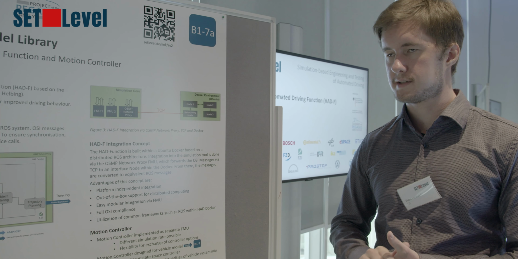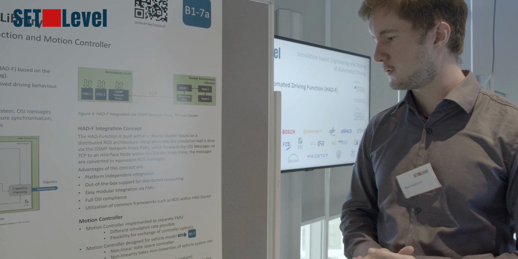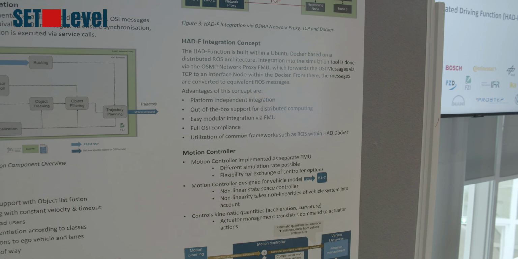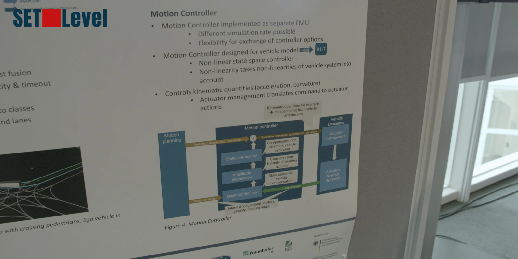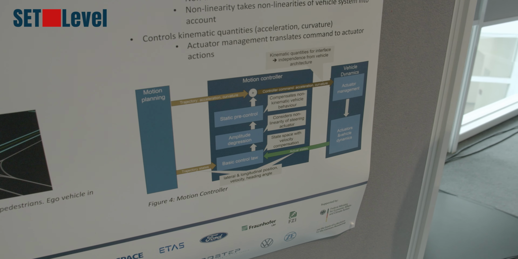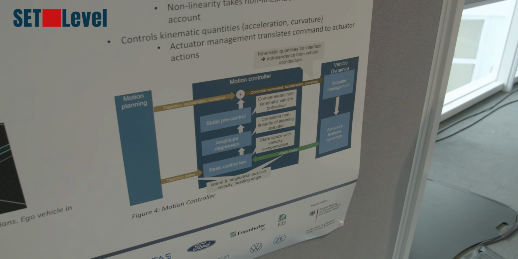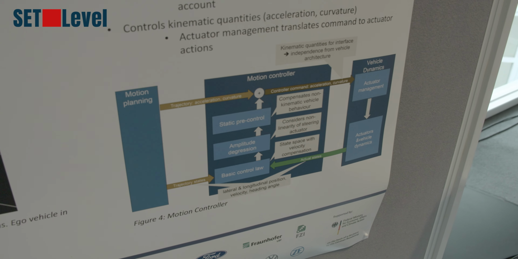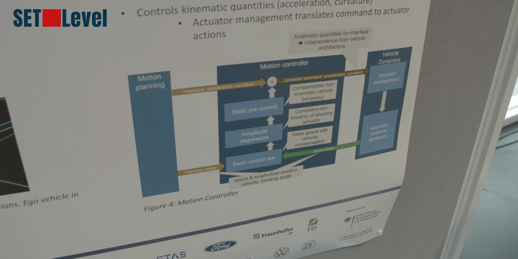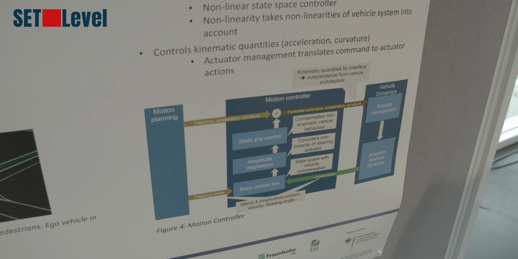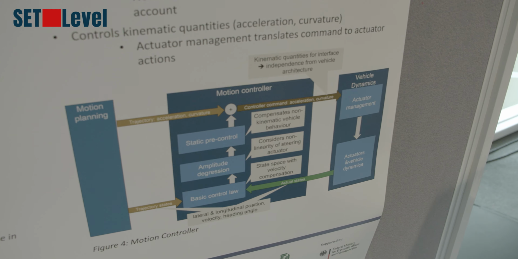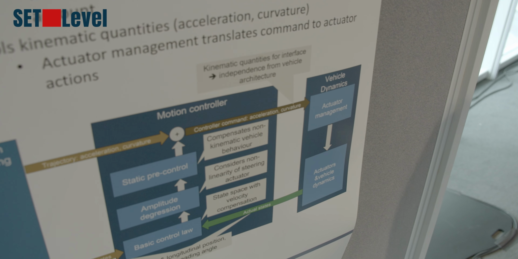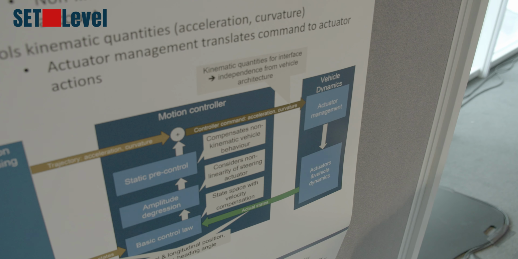The motion controller, as I said, is specifically designed for the vehicle model in use in SET Level, which is also presented in another B1-7 marketplace. It is a nonlinear state space controller, which takes the nonlinearities of the vehicle system into account. The kinematic quantities that are controlled are acceleration and curvature. The actuator management, which is a separate module, then takes care of translating those into actuator actions.